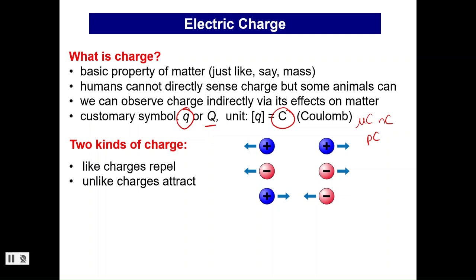Now, the two kinds of charge, positive and negative. Like charges are going to repel, so positive repels positive, negative repels negative, and unlike charges attract, so opposites attract. Okay, not groundbreaking here.